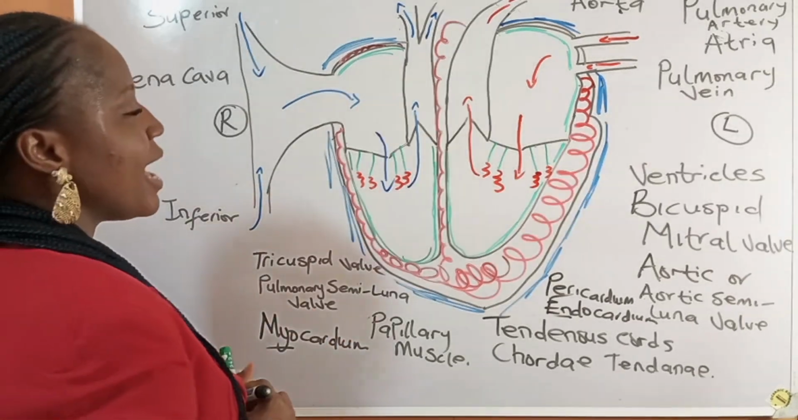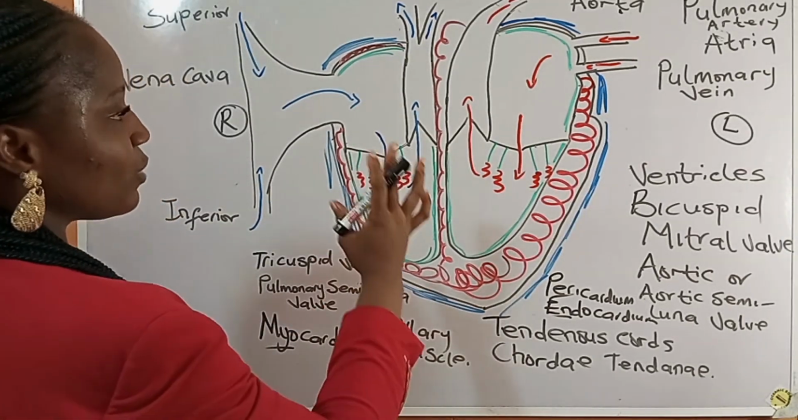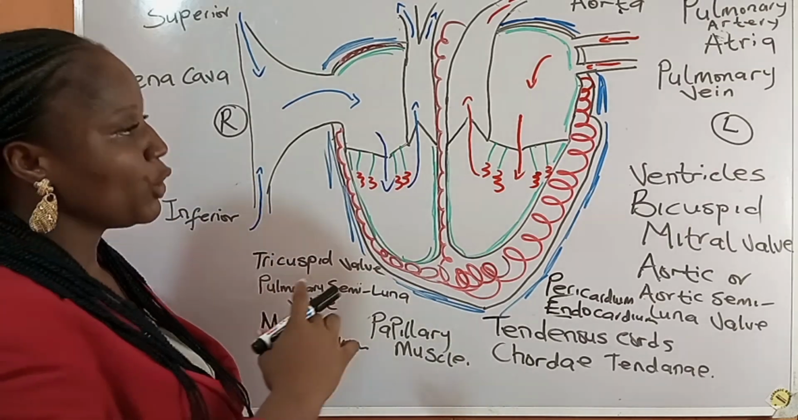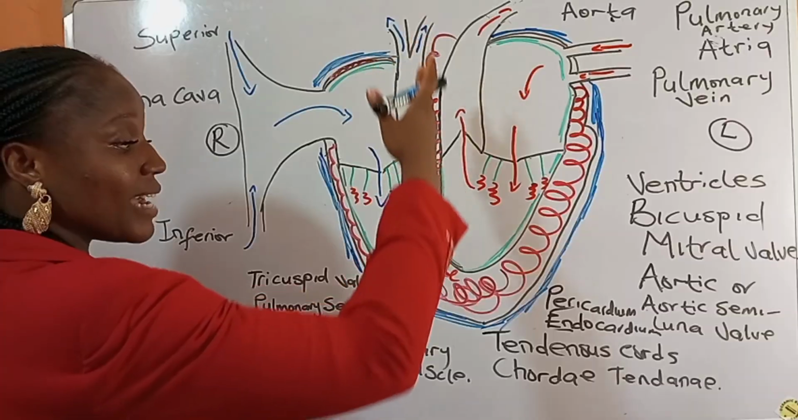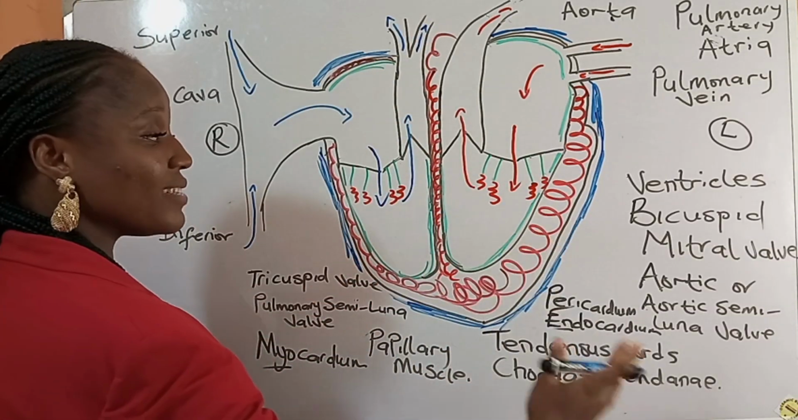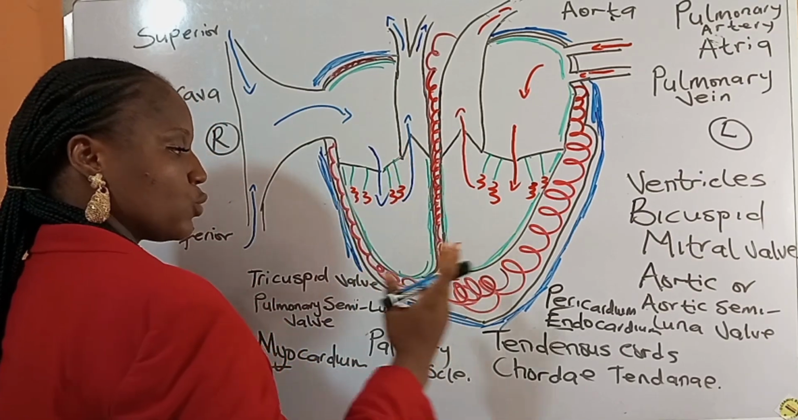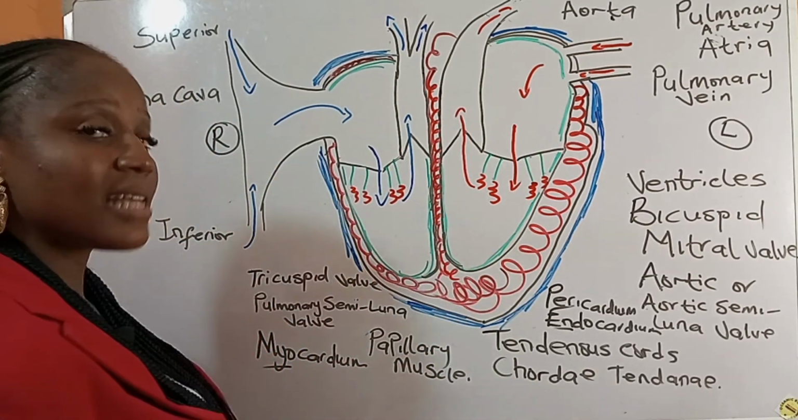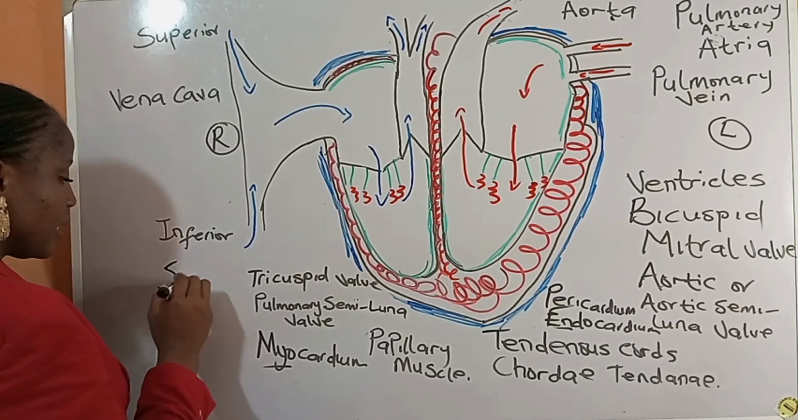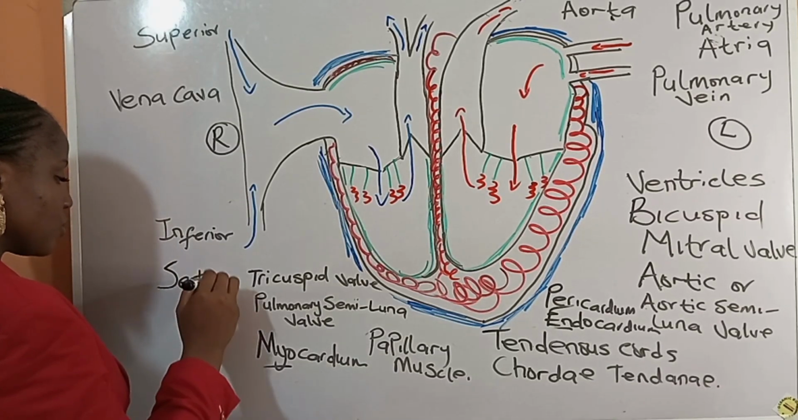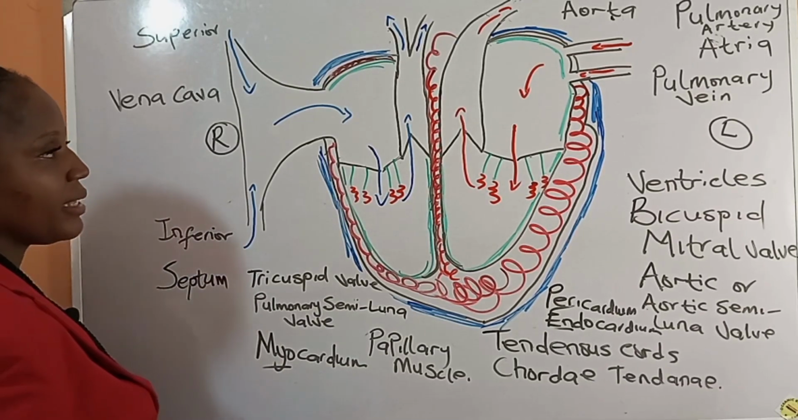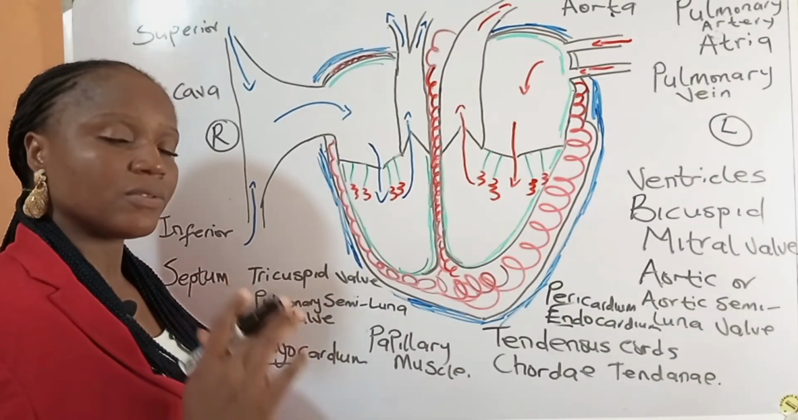Finally, I need you to take a good look at this diagram. You see that the heart is divided into two, the left and the right, and the muscle which divides the heart into two is known as the septum muscle.